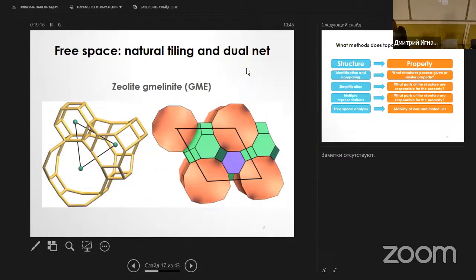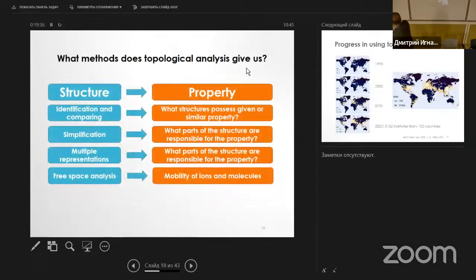This is just one more example. This is a very well-known zeolite, a porous material, gmelinite, also a natural mineral. And these are three different cages in this structure. And this is just a picture to show how they are organized. Finally, topological analysis gives us some important features and tools to analyze crystal structures. And importantly, as I said already, we can do it without drawing pictures, without looking at these structures, and using just rigorous algorithms.